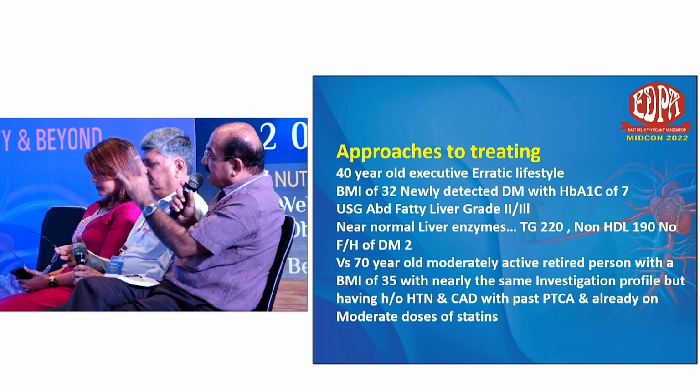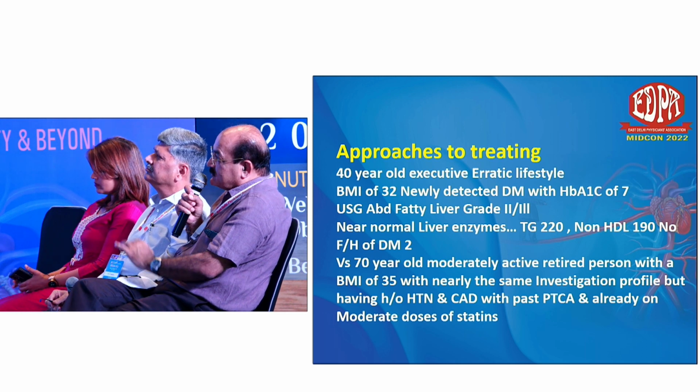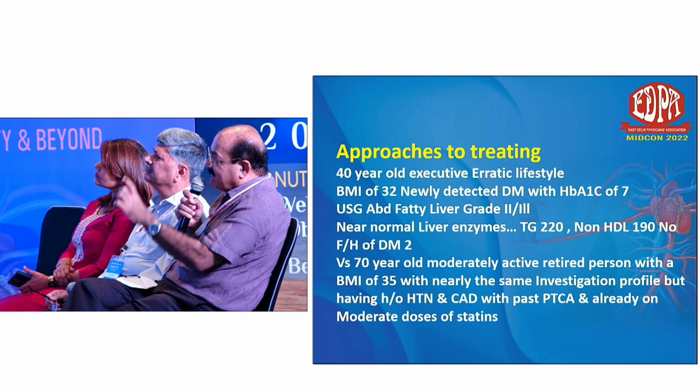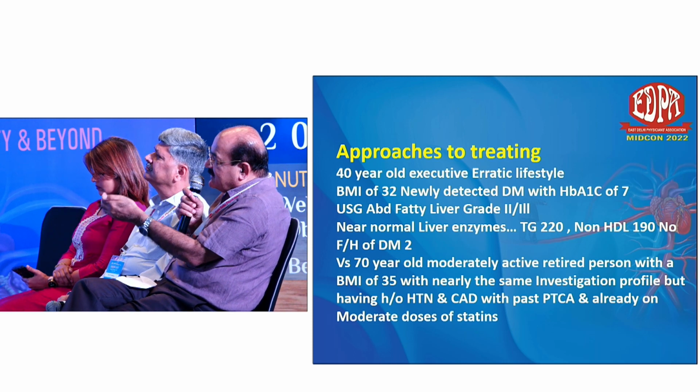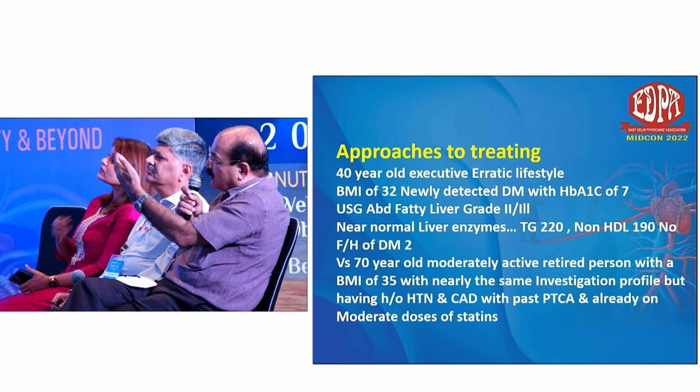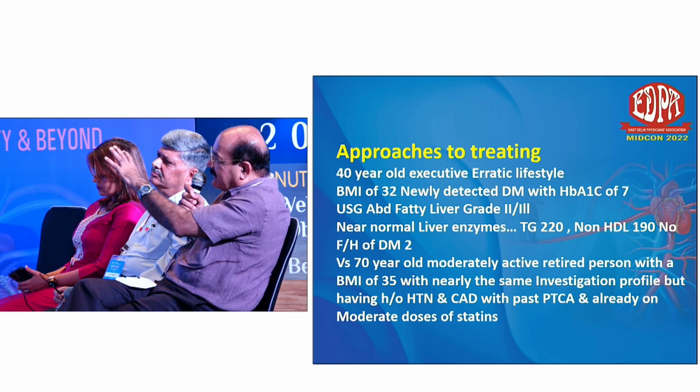This patient does not have a family history of diabetes, so it is a little unusual for someone developing diabetes at the age of 40 with obesity, with fatty liver, uric acid we have not evaluated, lipids are bad.